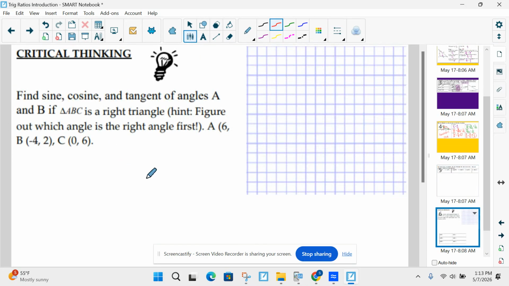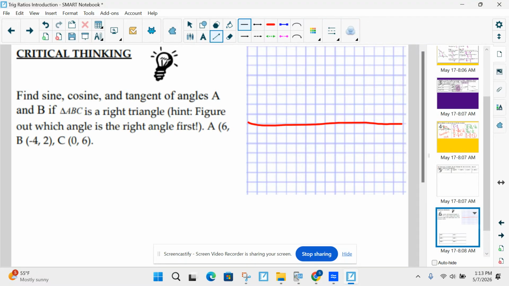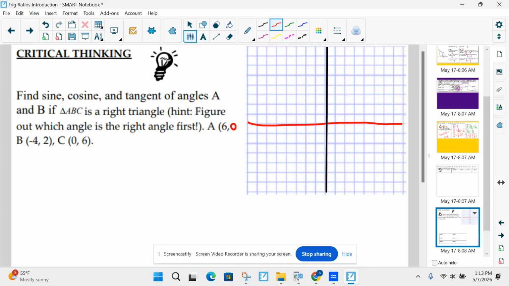The next problem we're going to do involves something that you need to know for your project. So I'm going to draw an x and y axis and plot the coordinates 6, 0, which is right here, negative 4, 2, 1, 2, 3, 4, 1, 2, and there's B, and then C is 0, 6, 1, 2, 3, 4, 5, 6.